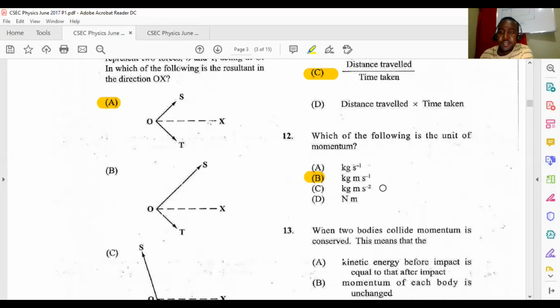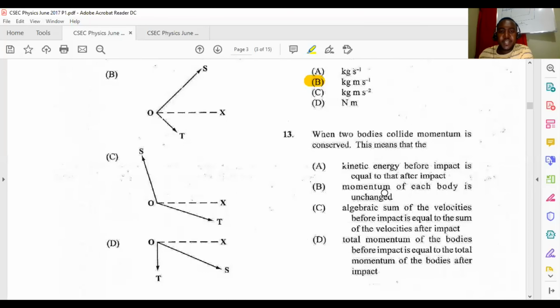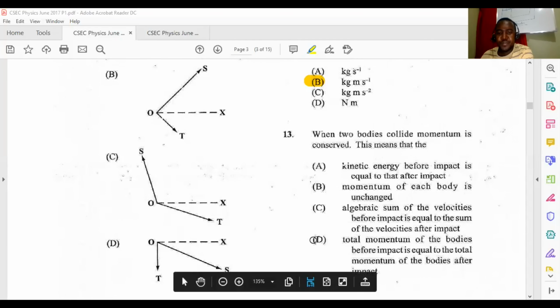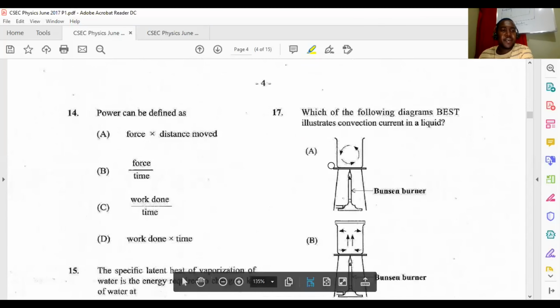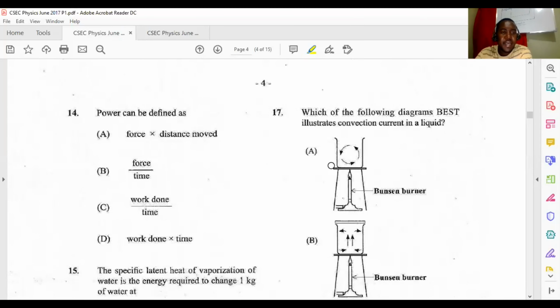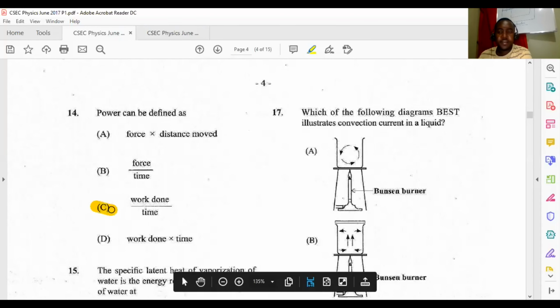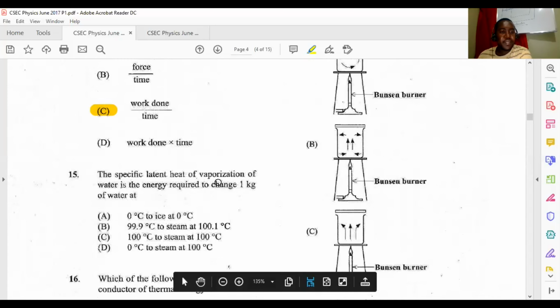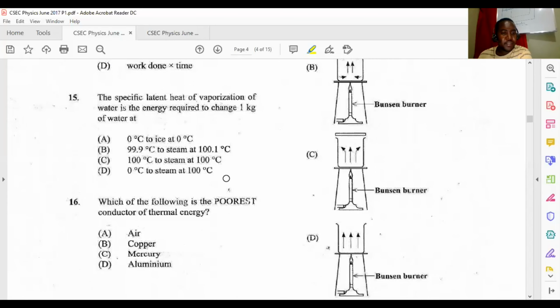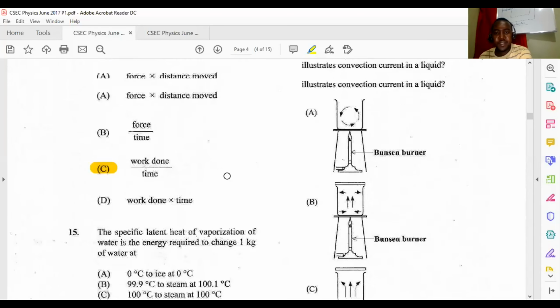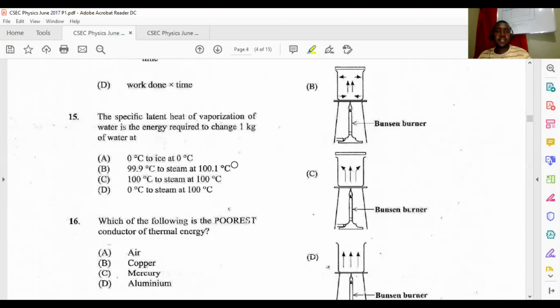All right, 13. When two bodies collide, momentum is conserved. This means that D, great. So momentum before is equal to momentum after. Great. All right, 14. Power can be defined as C, work done over time. Great. All right, 15, which is something that we're not there as yet.